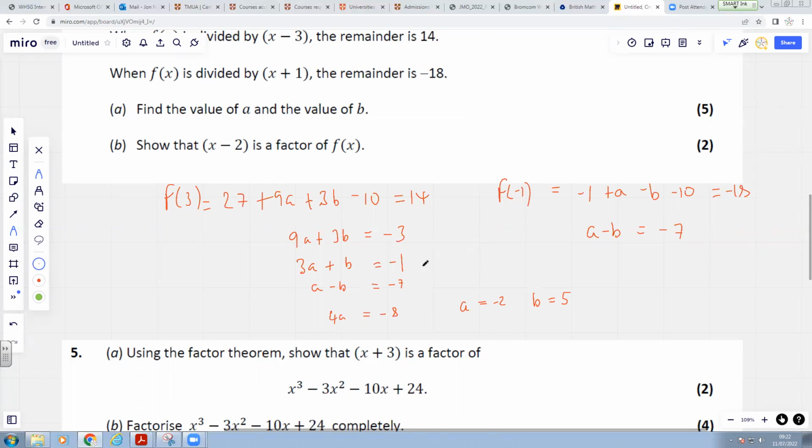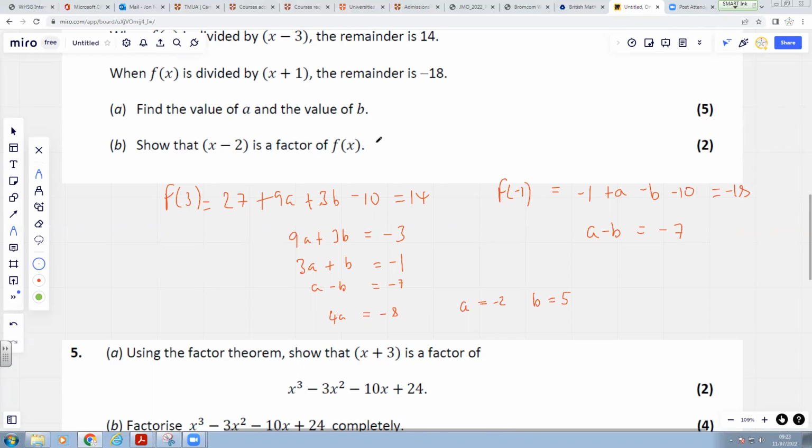Always check that it works in both equations. So I know it works in this one. Check it works in this one as well. I'm going to get -18 plus 15 is -3. I check because I know how many careless errors I make. It's normal for me, so I always check. There's so much in the maths exam where you can check your answer, and it's really good practice to start doing that. Okay, let's do part B now.